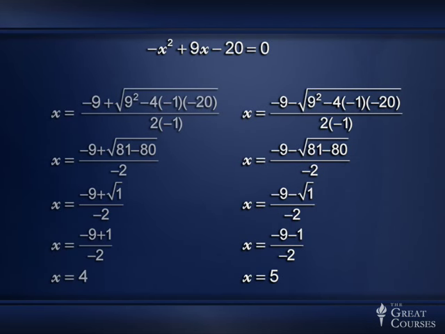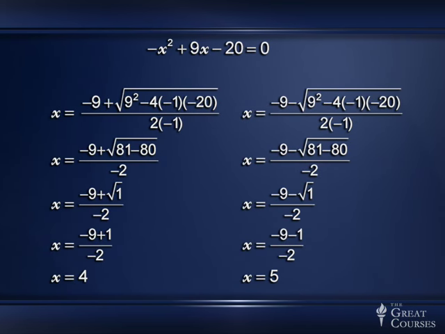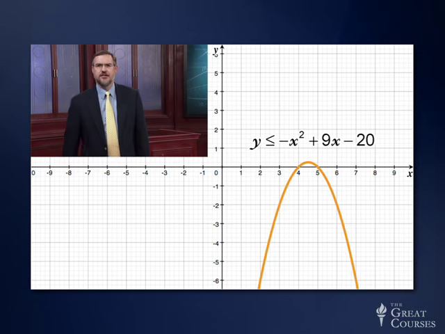So the two x-intercepts for this parabola are actually pretty friendly. They are x equals 4 and x equals 5. And once I know that those are the two x-intercepts, and I know that the parabola goes downward, I can pretty much sketch the graph of this parabola very quickly. It's going to look something like this.